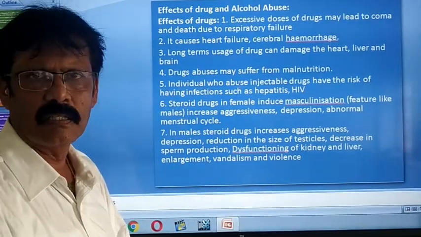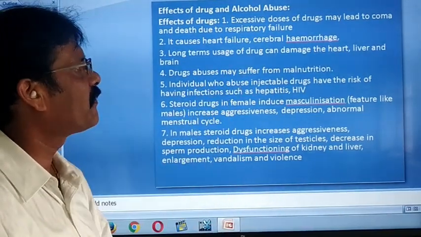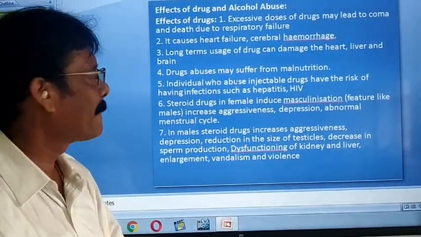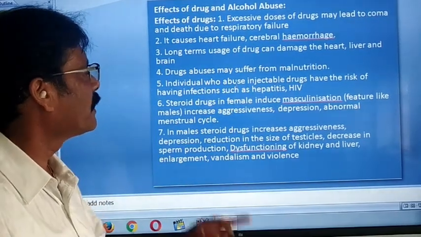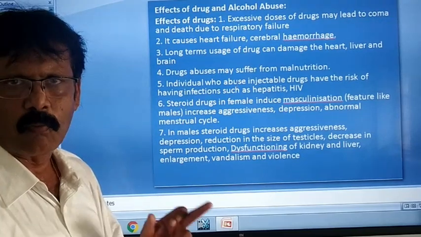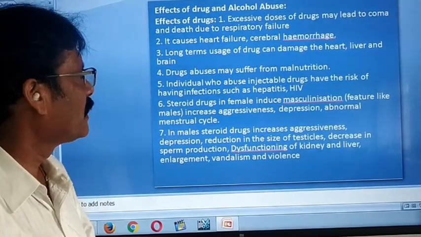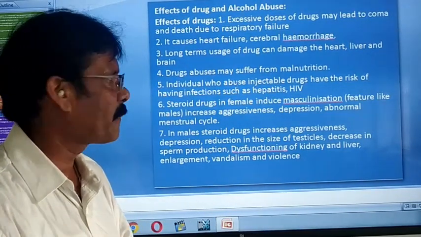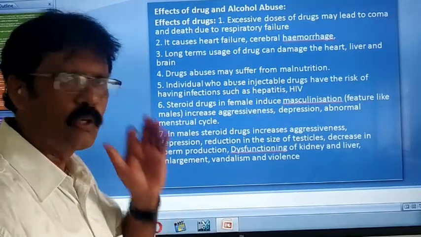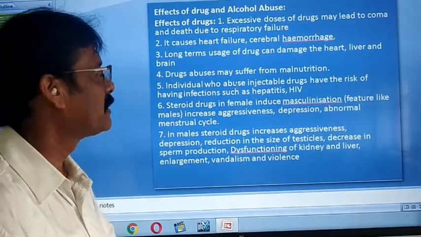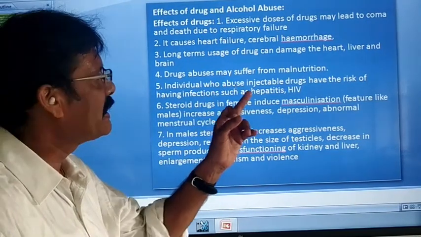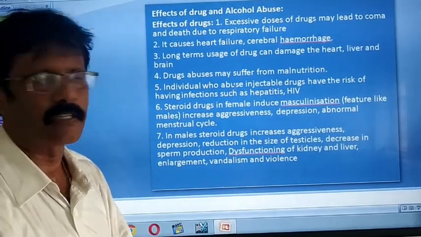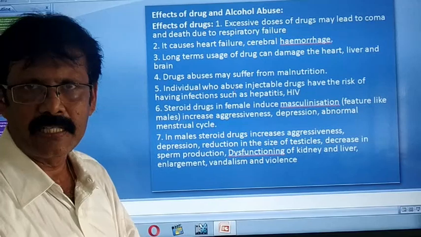So next one, long-term usage of drugs can damage the heart, liver and brain. Drug abusers may suffer from malnutrition, with deficiency of vitamins, mineral salts, proteins, carbohydrates, etc. Individuals who abuse injectable drugs have the risk of infections like hepatitis and HIV.